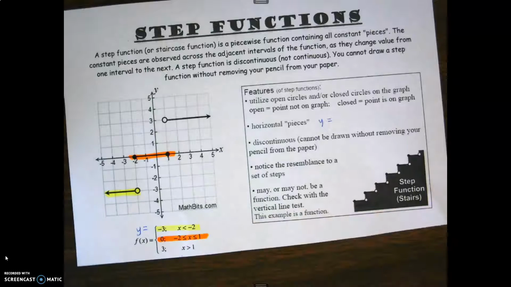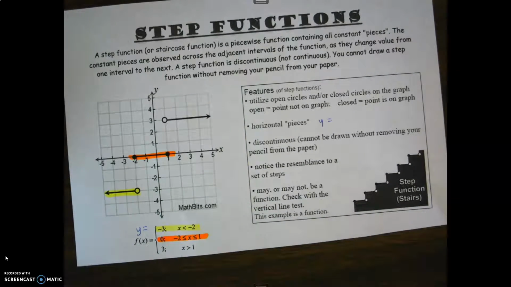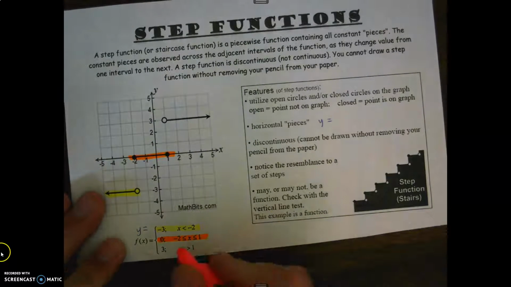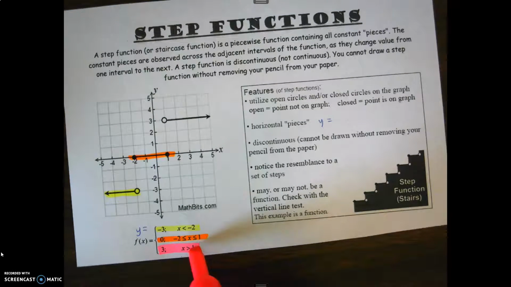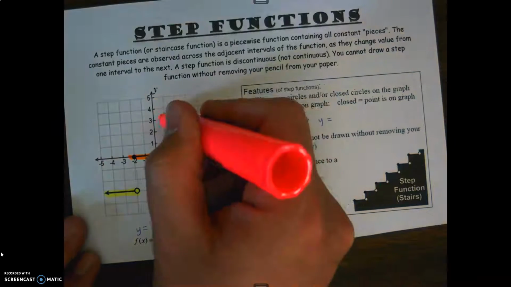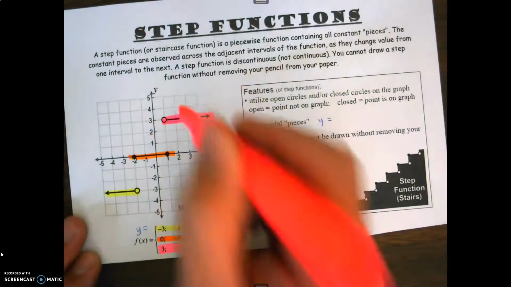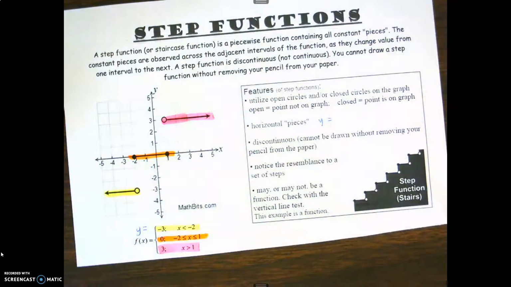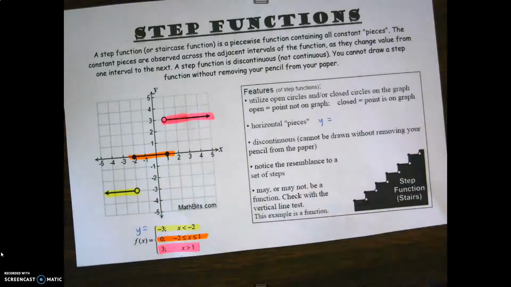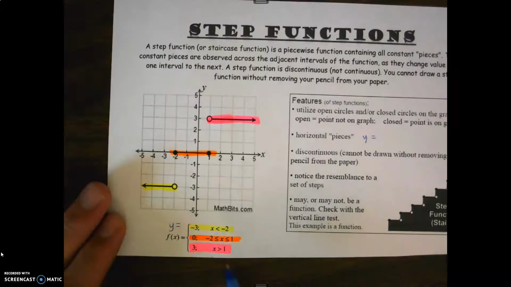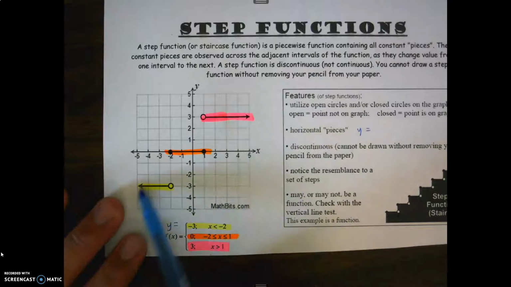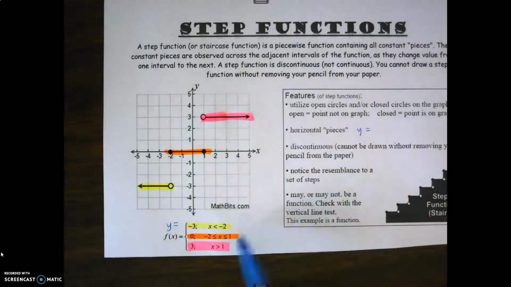That's the orange interval. And then the last piece of this piecewise step function is y equals 3, and that is when x is greater than 1. Since x is greater than 1, we're looking at an open circle at 1, shaded to the right, or making a horizontal piece to the right. Because these intervals are open-ended, this goes all the way to negative infinity, and this one goes all the way to infinity, so we have arrows on each end. No arrows here because that interval was restricted.